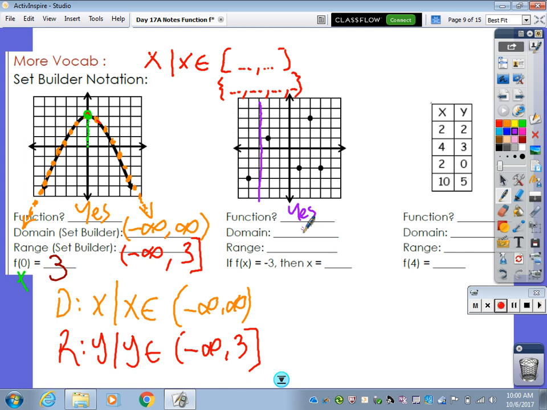Next, let's look at the domain. Since this is a discrete function where points are scattered, our domain is going to be a list of numbers. I will start listing my points. This is (-4, -3). I have (-2, 1), (1, -2), (2, 3), and (3, -2). Our domain is the x values: -4, -2, 1, 2, 3. I try to write my list in least to greatest order.